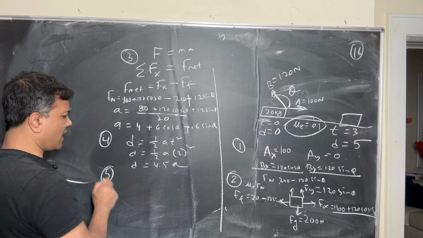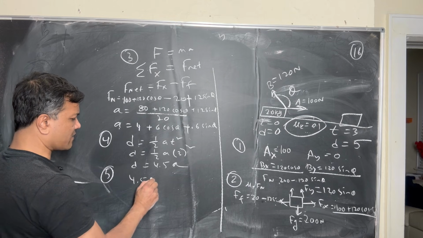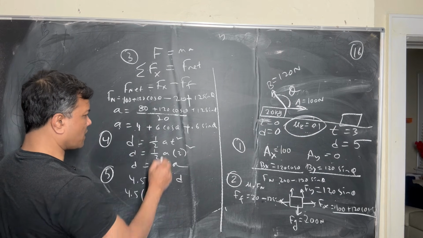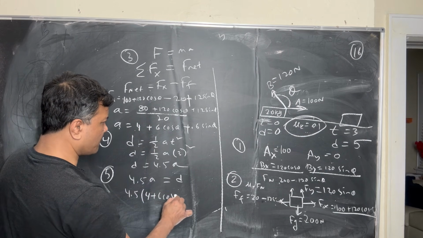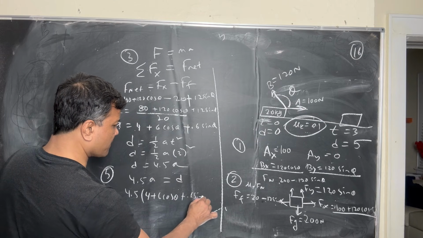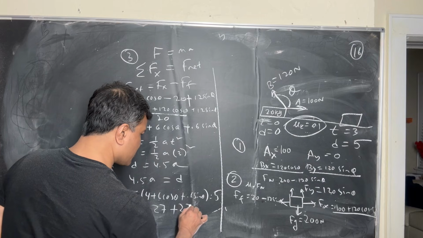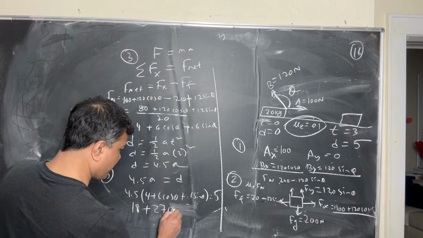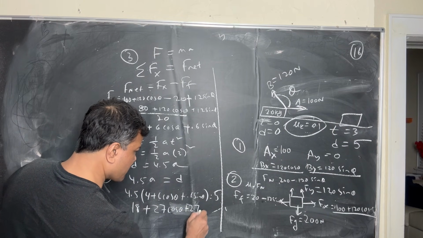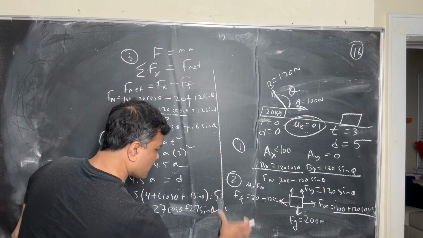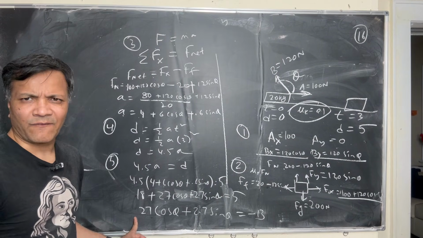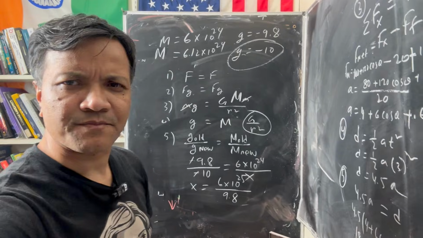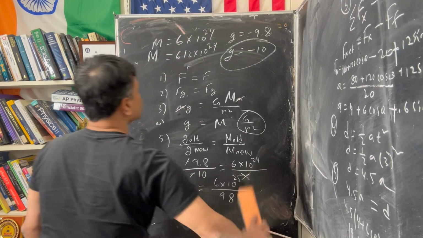Now, step 5, we know that 4.5 a is equal to D. So 4.5 a is 4 plus 6 cosine theta plus 0.6 sine theta, equal to D, which is 5. It's 2.7. This is 27 cosine theta plus 2.7 sine theta equal to 5. So this is our step 5. Now we're going to go to step 6. To go to step 6, I'm going to take you over here.